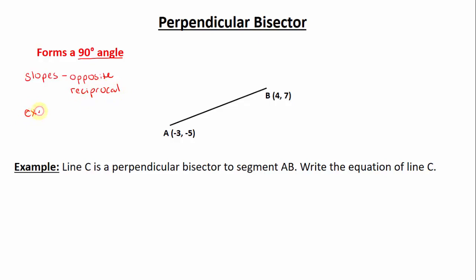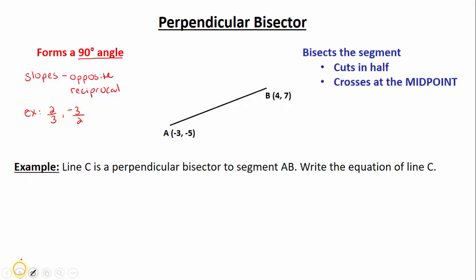As an example, if the slope of one line is 2/3, then the slope of the perpendicular line to that, in order for the line to be perpendicular, would need to be -3/2. The fractions are flipped. One's positive, one's negative. That's the rule for all perpendicular lines. The other thing you need to know specifically about perpendicular bisectors is that the word bisects means that it cuts the segment in half, and in order to cut it in half, it has to go through the midpoint. And this is important because this is the point we're going to use to write the equation of the line.